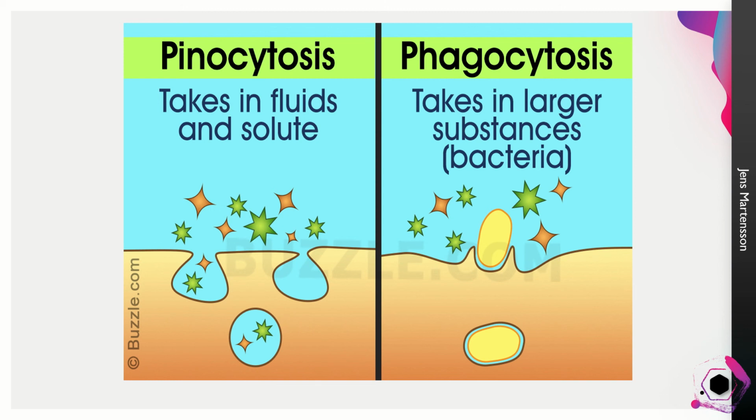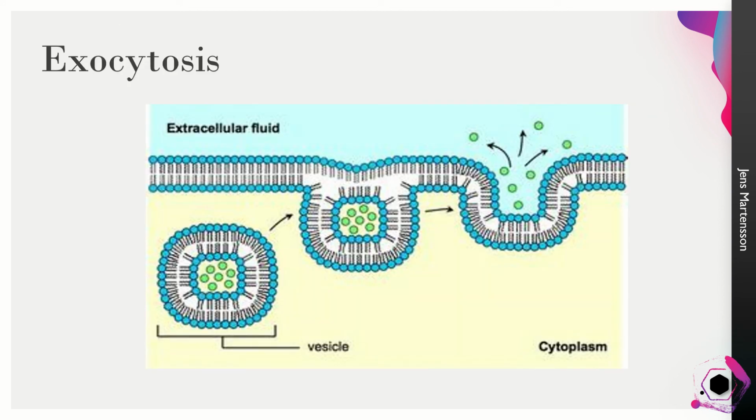We have talked about endocytosis, which is pinocytosis and phagocytosis. Endo means to enter the cell. Now we talk about exocytosis, or the process wherein substances are expelled away from the cell. So, how do we do this? Opposite lang siya ng ating endocytosis.